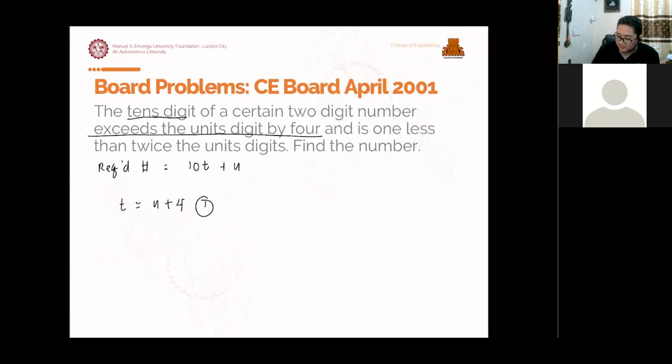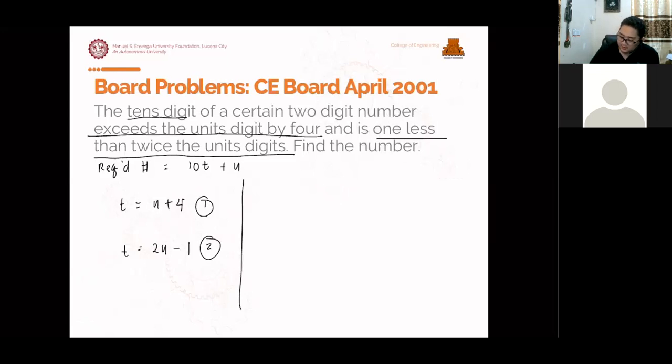Then, kasunod, and is 1 less than twice the units digit. So, ibig sabihin, yung tens digit pa din natin is 1 less than twice the unit digit. So, twice natin yung unit digit minus 1. So, ito yung second equation natin. So, all we need to do is to identify yung value ng t at u natin. So, we can do that by substitution.